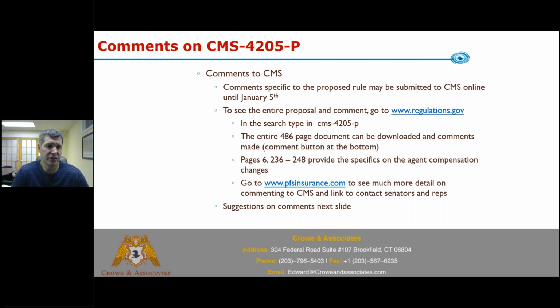When we talk about this proposal, it's big and it changes a lot of things. I'm talking specifically about agent compensation and upline compensation. The specifics on that, instead of reading the 486 pages, are on pages 6 and then 236 through 248. It provides specifics on these changes I'm talking about. Another way to see more details on this is to go to Pinnacle's website, pfsinsurance.com. You can see a lot more details on commenting to CMS, and another nice thing on their site is that there's a link to contact senators and local state reps. So you could send comments to them as well.